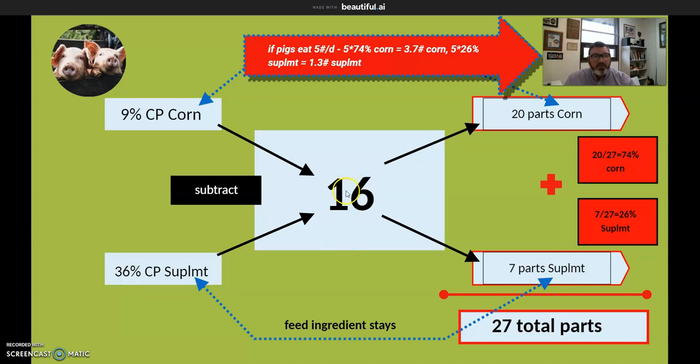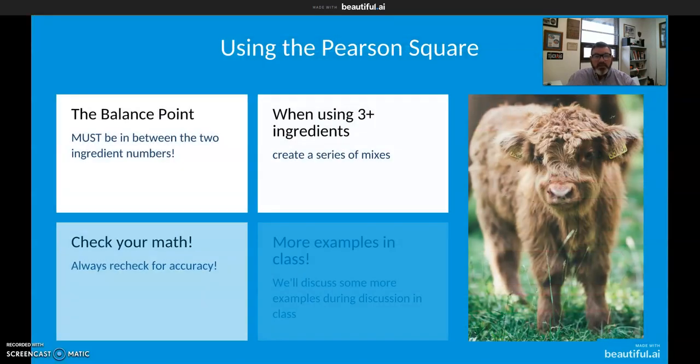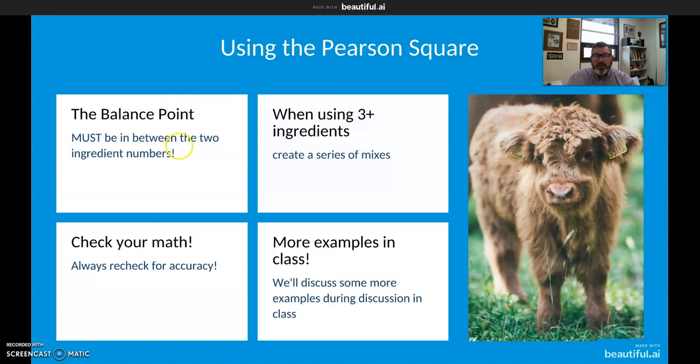The first thing that you should do is say that's not possible. I can't make a 16% diet with two ingredients that have less crude protein than my balance point. So that's impossible. It won't work that way. So you have to select a different ingredient. So if you come across that as a possible opportunity when you're balancing your ration, just know right up front that's the answer. Can't do it with those two ingredients, have to find something else. Okay, so that number in the center must be in between all the time.